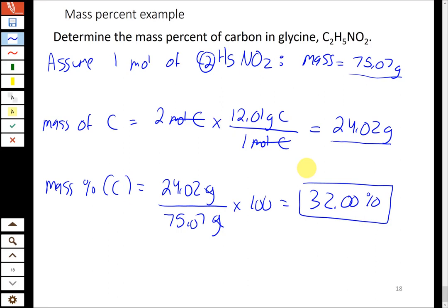All right? And you can do it for any other element. For hydrogen, there'd be 5 moles. For nitrogen, there'd be 1 mole. Oxygen, 2 moles. Find out the mass of each of those, divide by the molar mass of the compound, and you get the mass percent.